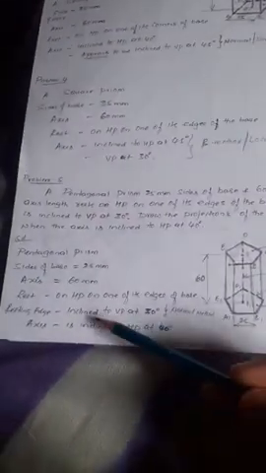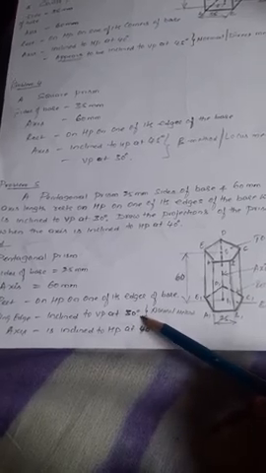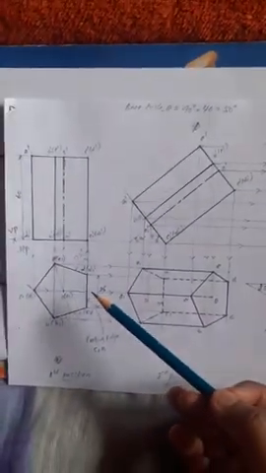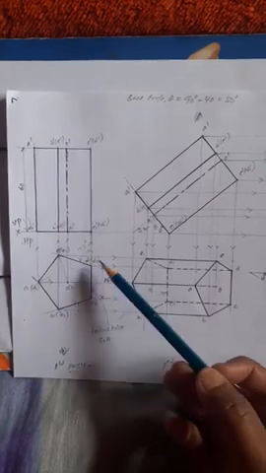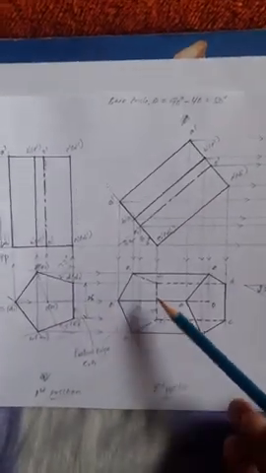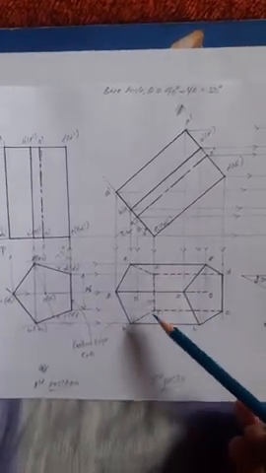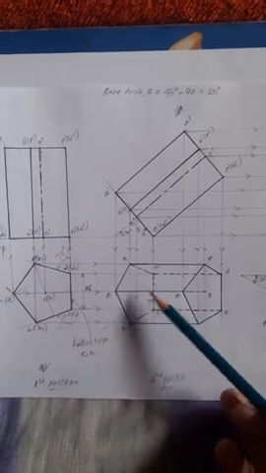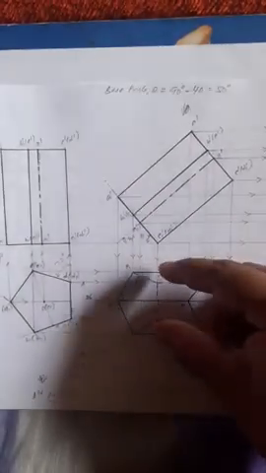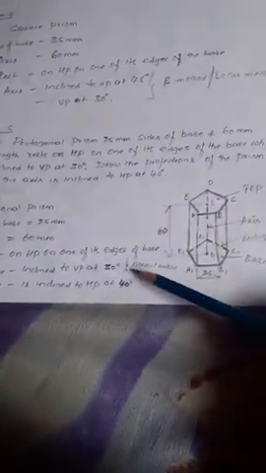Now that completes the second condition. What is the third condition? The resting edge inclined to VP at 30 degrees. What is the resting edge here? In the first position top view, the resting edge is C1 D1. In the second position top view also, the resting edge is C1 D1. Is there any dimension change? No, this dimension is 25 mm only. Now that resting edge is inclined to VP at 30 degrees. Whatever dimension is given with respect to VP, I want to show in HP, right?